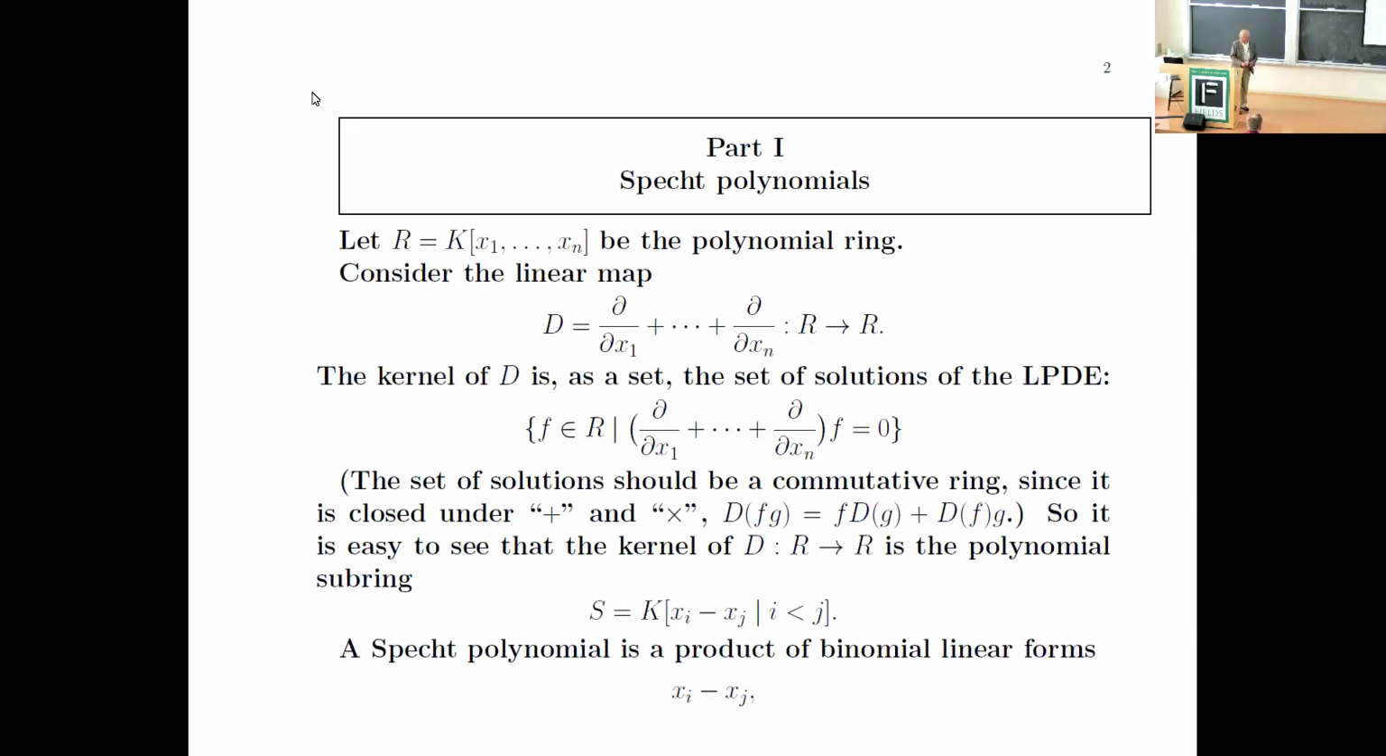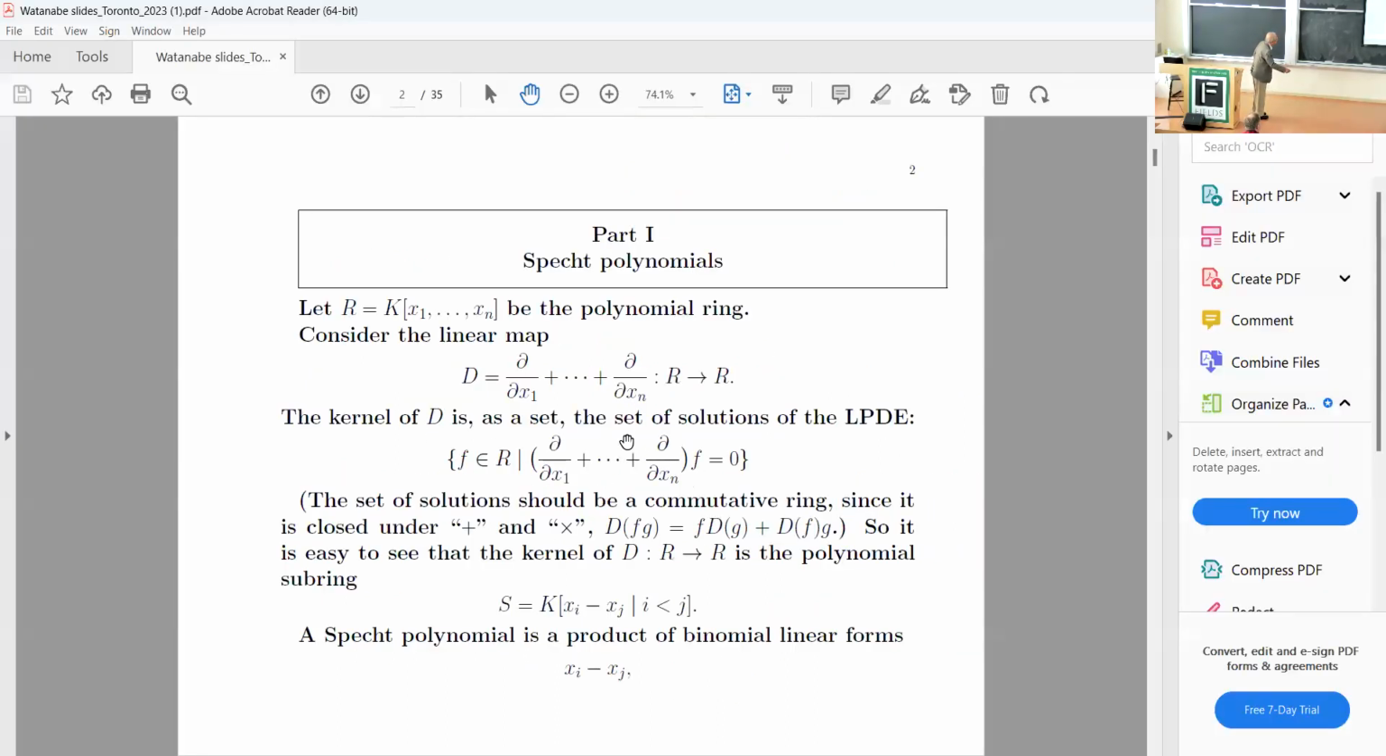And so, let me start with this page. Suppose R is a polynomial ring, and consider this linear map, which is a sum of differential operators. The kernel of this D is, as I said, the set of solutions of the linear partial differential equation, which is this. Yeah, this is a set of solutions of the linear partial differential equation.